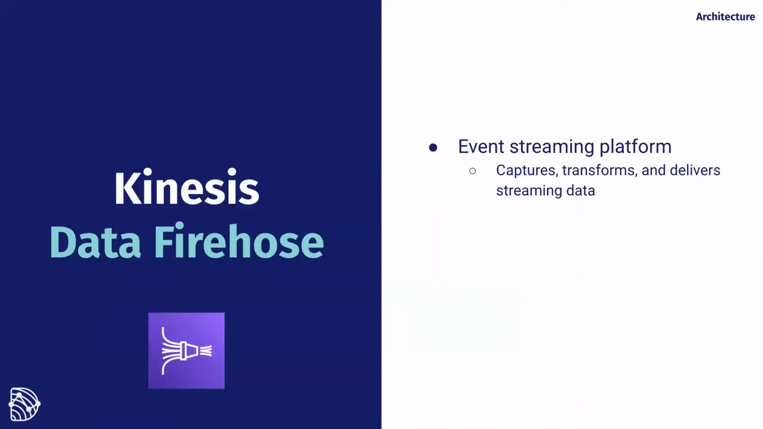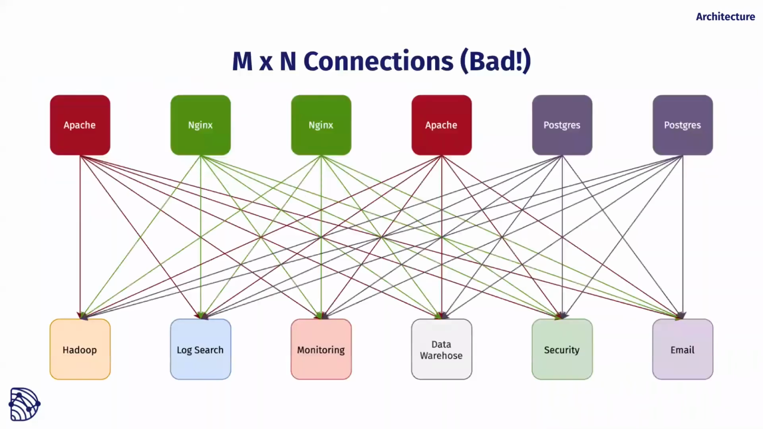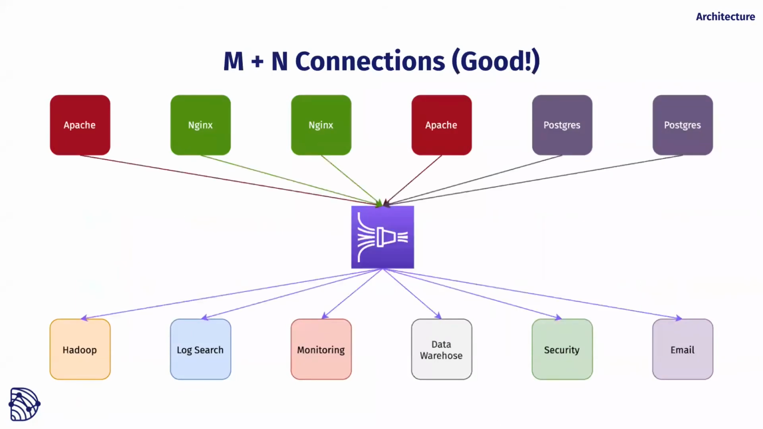Firehose is an event streaming platform that captures, transforms, and delivers streaming data. It works in near real time by ingesting new data in 1-minute buffers. And finally, it is completely serverless, adding no additional infrastructure to manage. In today's distributed world, data from one service flows to multiple other services. Connecting all of these is difficult, time-consuming, and hyper-specific. Kinesis Firehose is a platform that helps decouple services from one another.